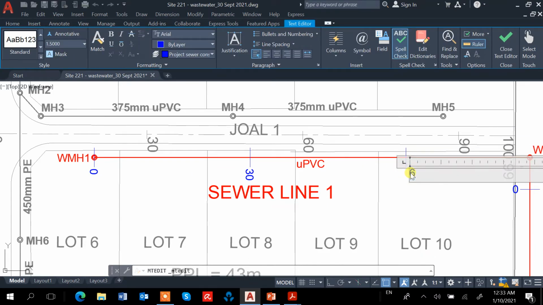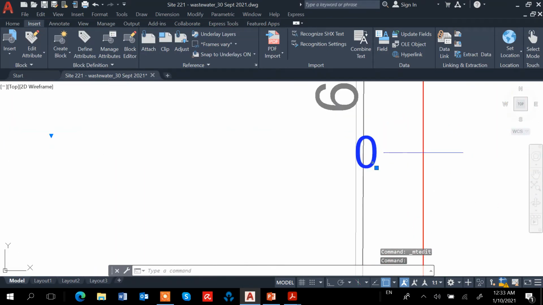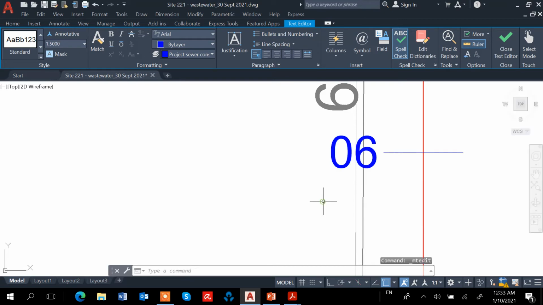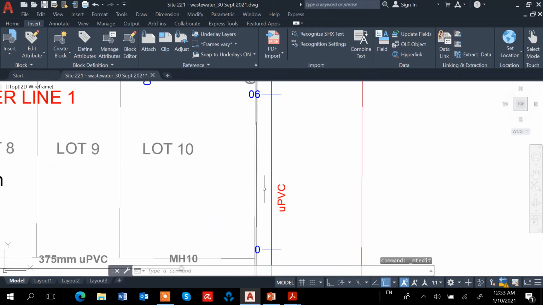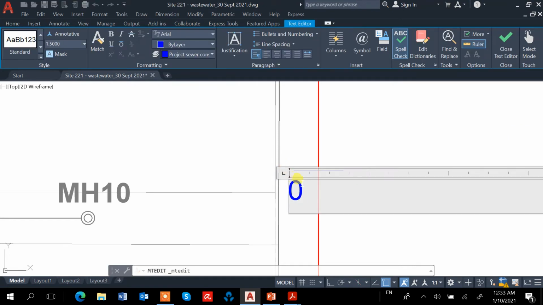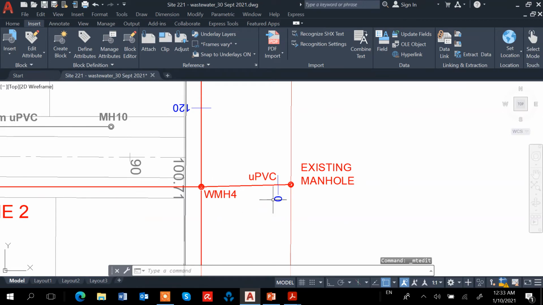So this one will be 60, and then this one is going to be 90. This will be 120, and 150 here.